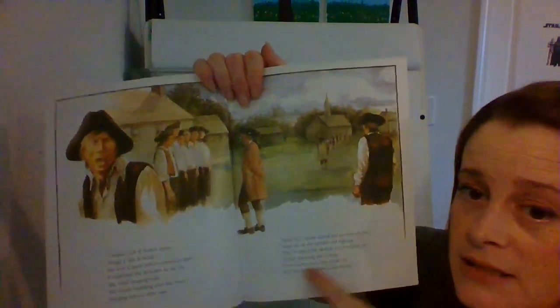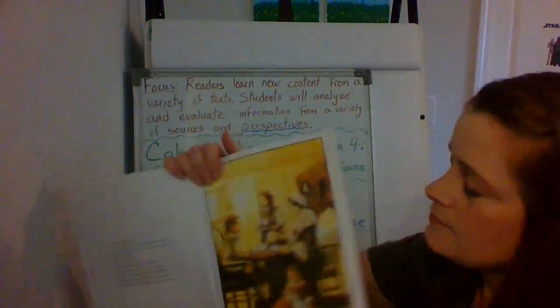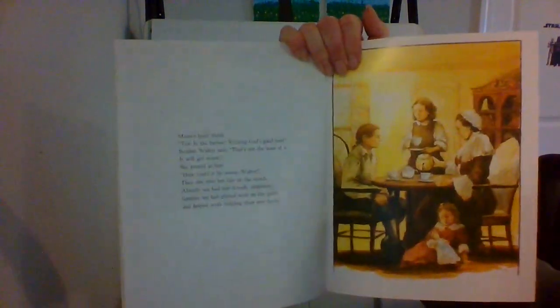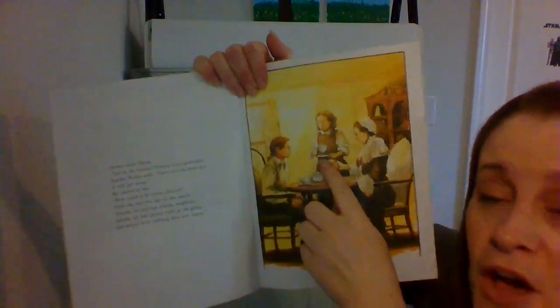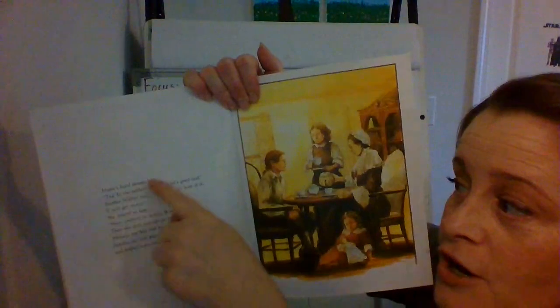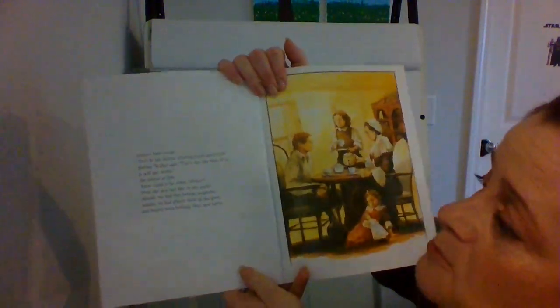Mom doesn't like the tea that got dumped in the harbor. That tells you right away kind of what side they're on. Mama's hands shook. So we know she's upset. The author didn't say Mama was upset. Her hands shook. They're giving us that visual. Oh, her hands are shaking because she's so upset.